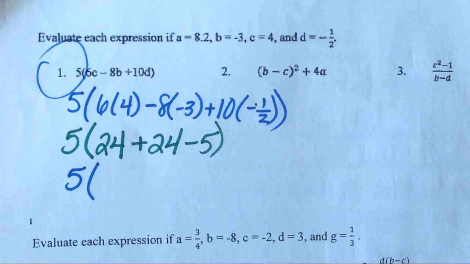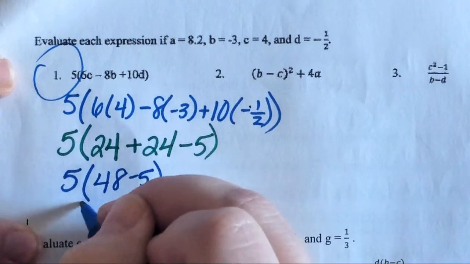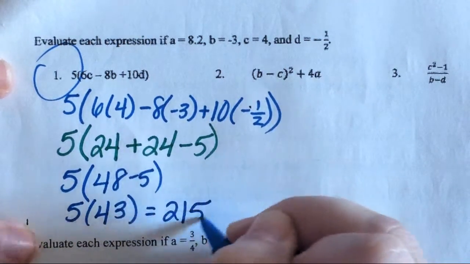So if you add 24 and 24 and then subtract 5, you get, okay, because you had 48 minus 5, which really is 43. So what is my final answer? 215. Table 1 can have a point.